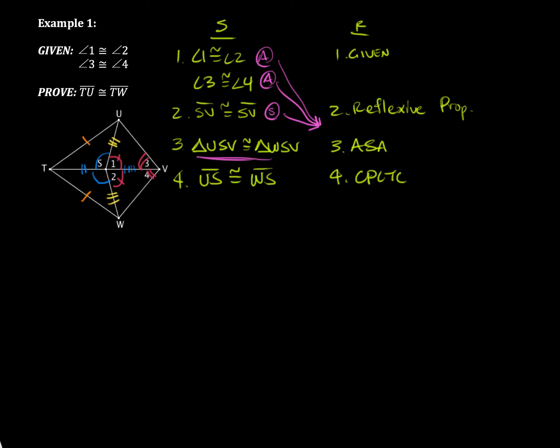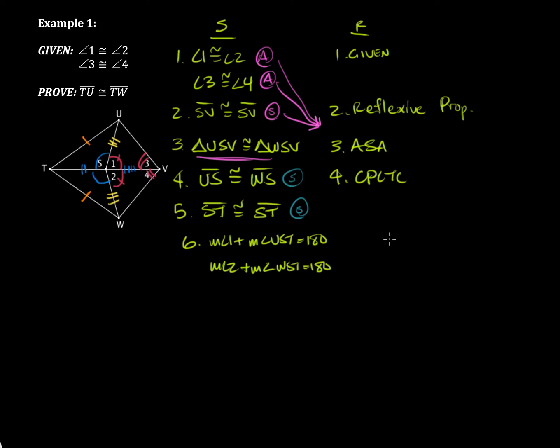Now I'm starting down a new path. Now I'm going to start down a path that says that this is a pair of sides, right here, and I know that ST is congruent to itself. That's another pair of sides. And lastly, in order to say that these two angles are congruent, I got a little work to do. I got to say that the measure of angle 1 plus the measure of angle UST has to equal 180, and that the measure of 2 plus the measure of angle WST also equals 180.